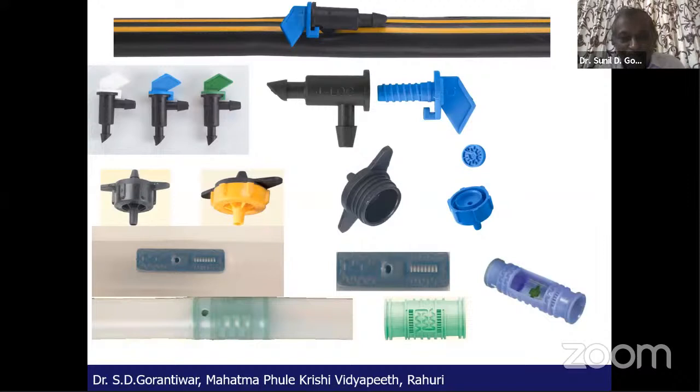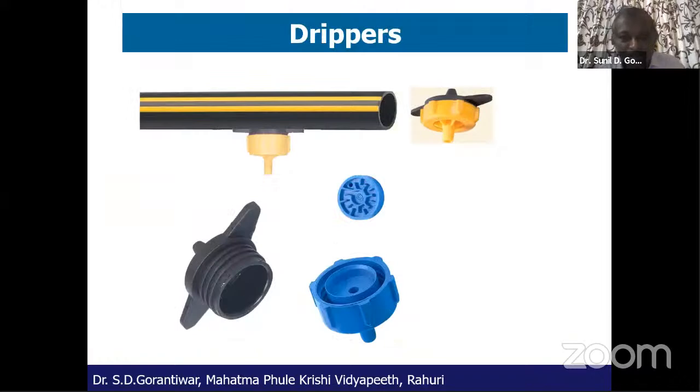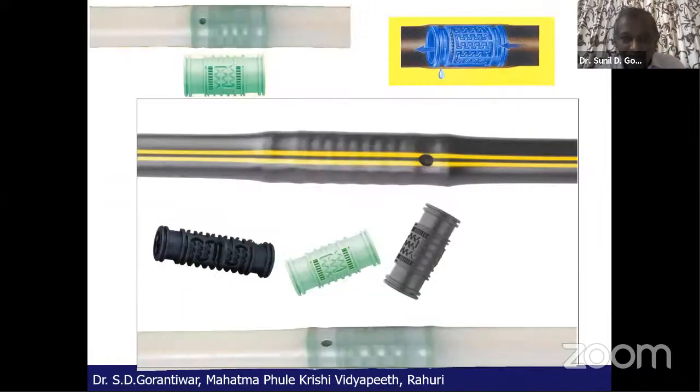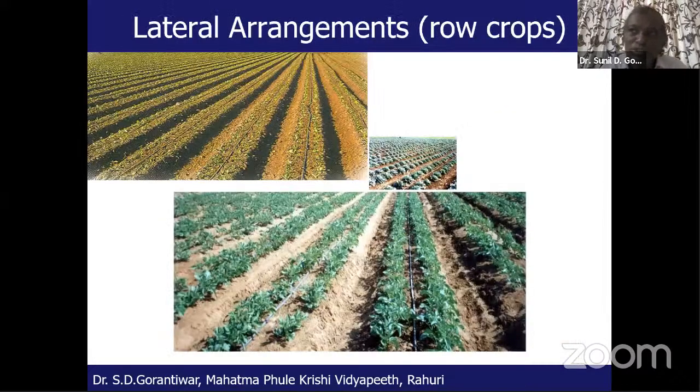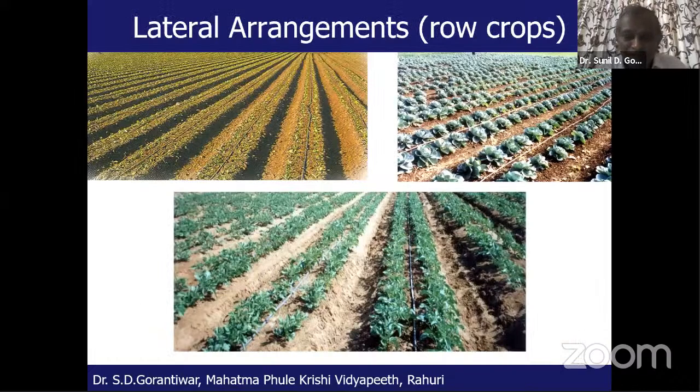Some are online, that is mounted on the lateral, some are inline, that is within the lateral, some are pressure compensating, some are non-pressure compensating, some are low discharge, some are high discharge, and the farmer has to select the proper dripper as well.